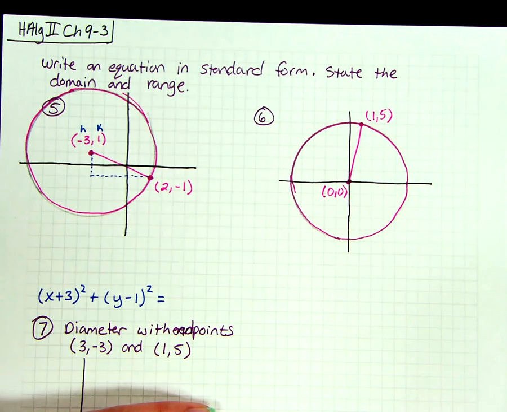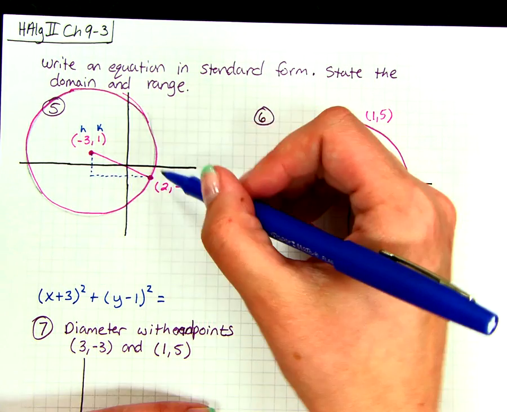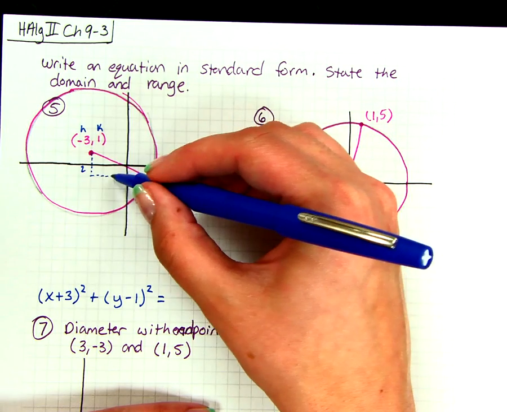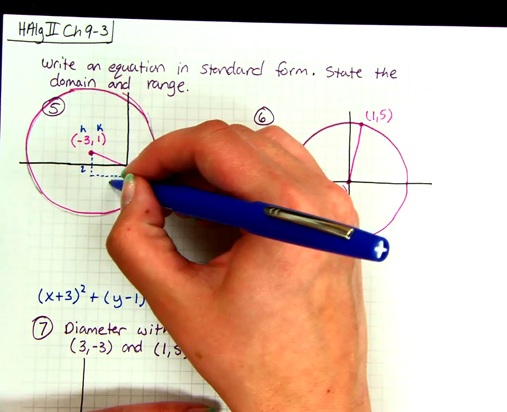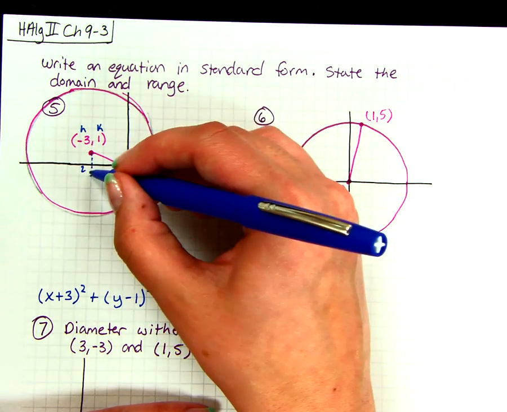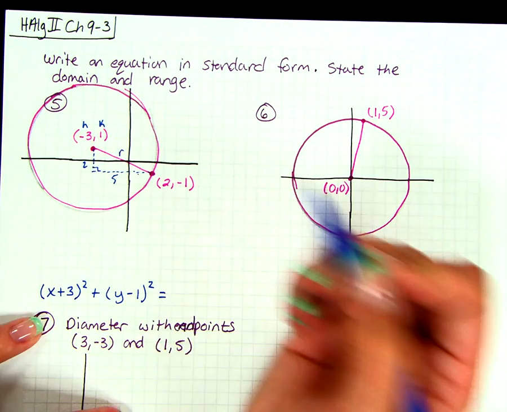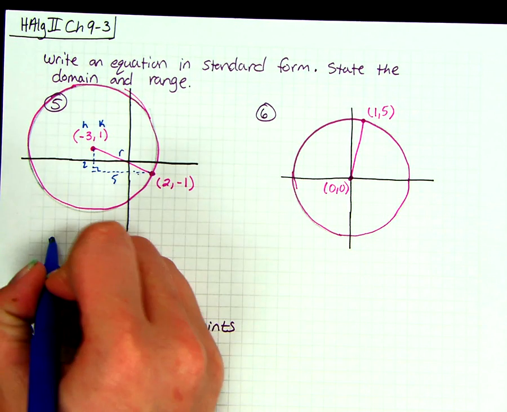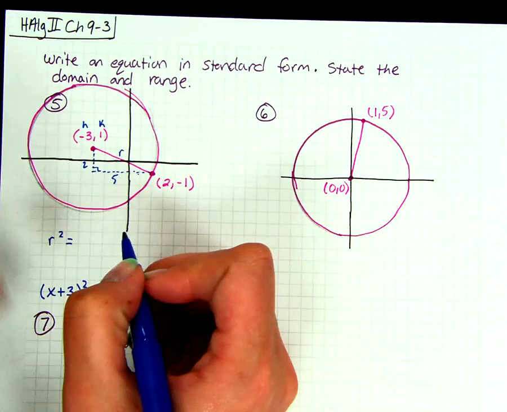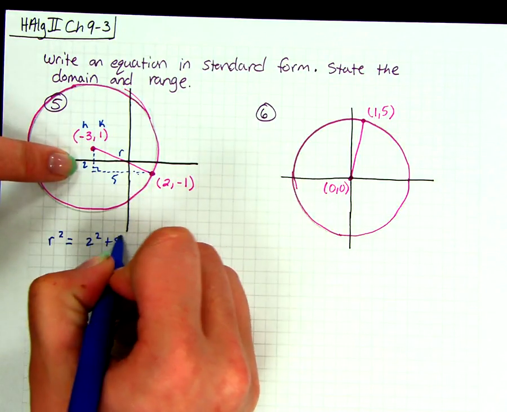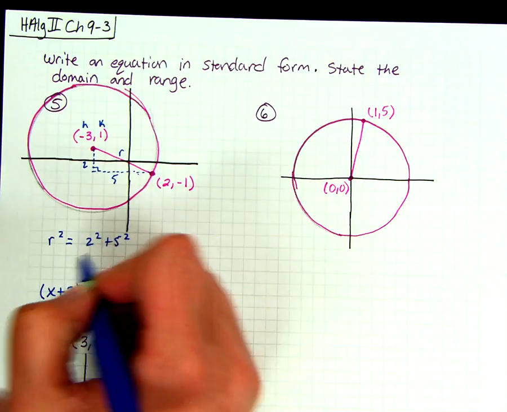And then we would use the Pythagorean Theorem to find this length. This would have a length of 2. This is 1, 2, 3, 4, 5. And then the hypotenuse, this would be our right angle, so that's our c. This is our r, so I'm going to use r squared. So r squared equals 2 squared plus 5 squared. And then we would just simplify that.